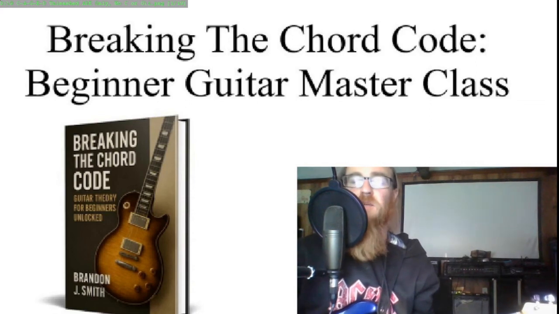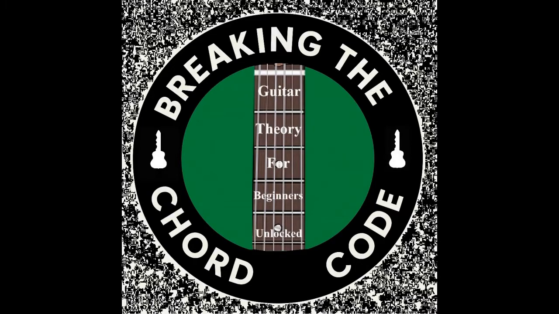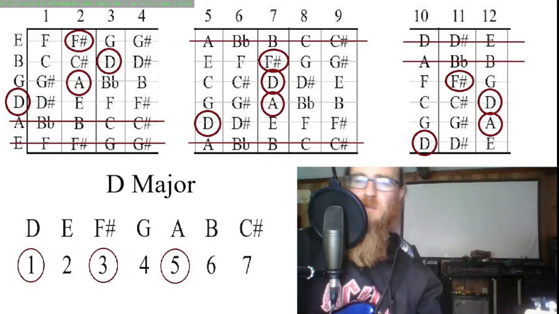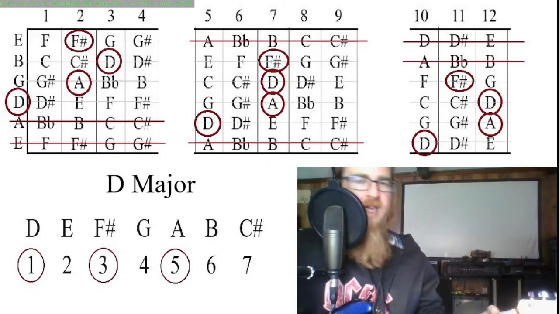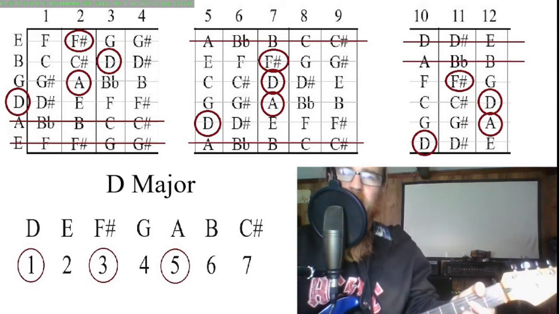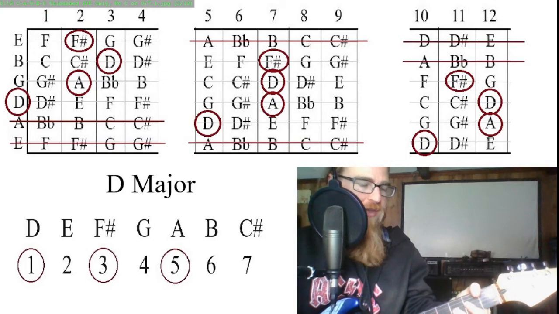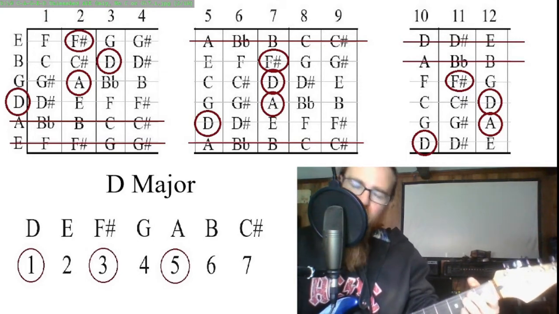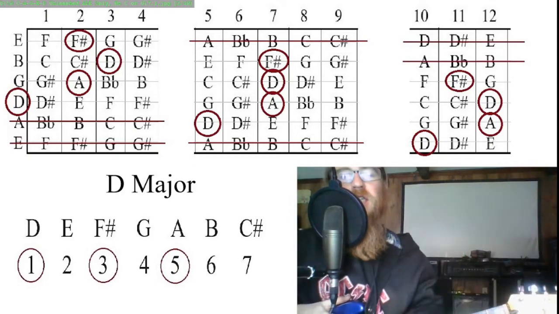If the CAGED system has never made sense to you, I'm about to make it a lot simpler. This is the ADE system. We're only using A, D, and E. A is the formation used for major chords on the 5th string. E is the formation used for chords on the 6th string. So we're nixing G and C completely.